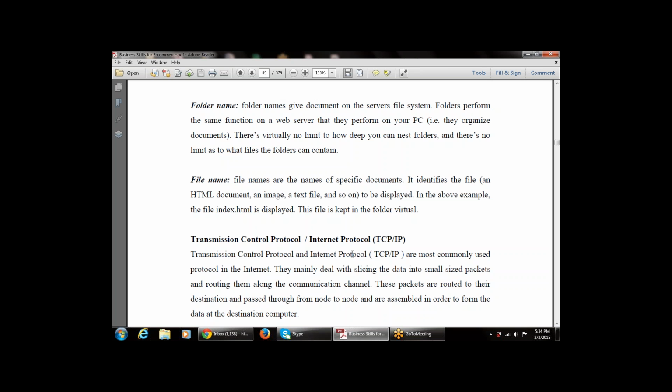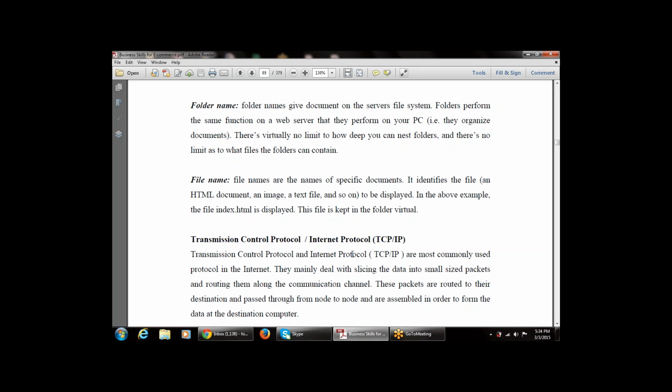These packets are routed to their destination and pass from node to node, that is, from computer to computer, and are reassembled to form the data at the destination computer. At the end, the data will be gathered together to form the data on the destination computer.